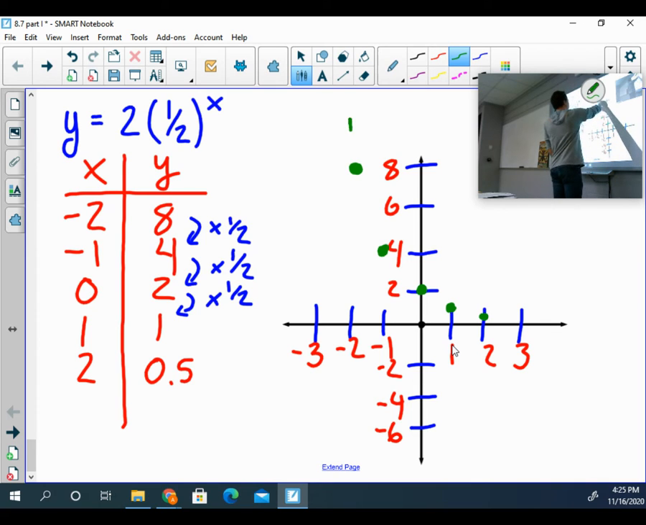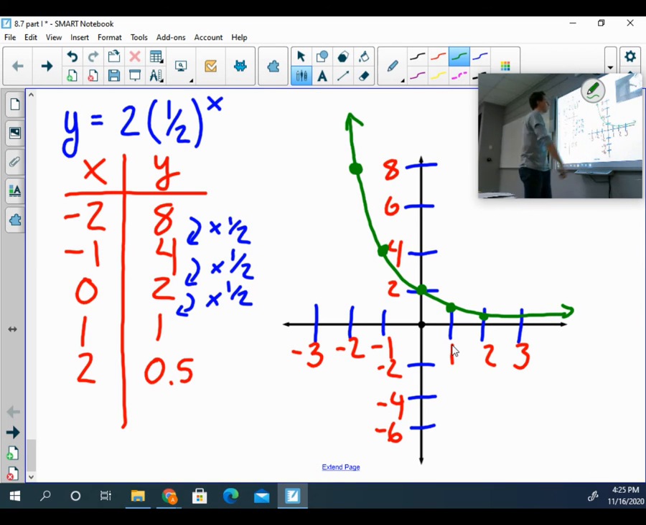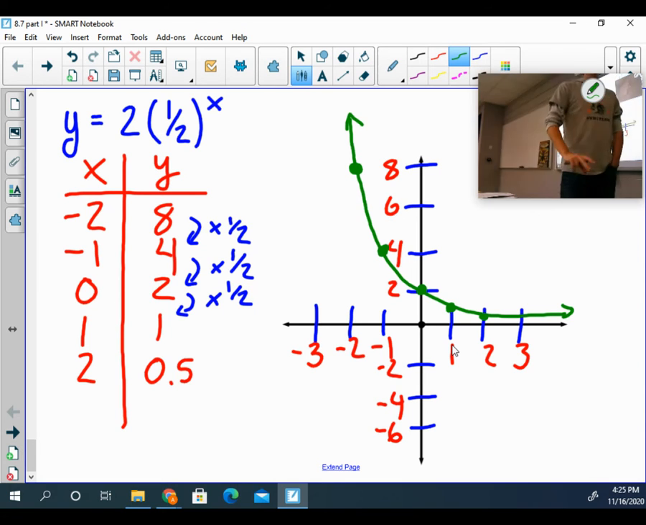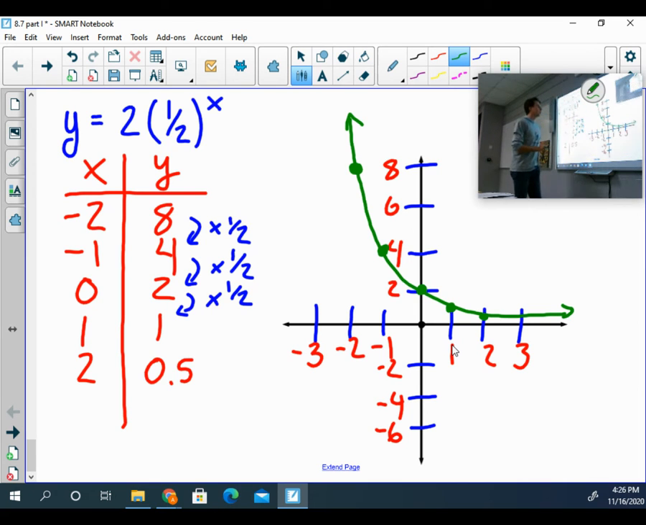And when I connect my line, it's not going to be a line. When you connect your dots, it's actually going to make some sort of curve that kind of looks like this. We'll talk about it a little later, but all exponential functions are going to be a curve of some shape, somewhat like this. And this is how we graph exponential functions by hand.